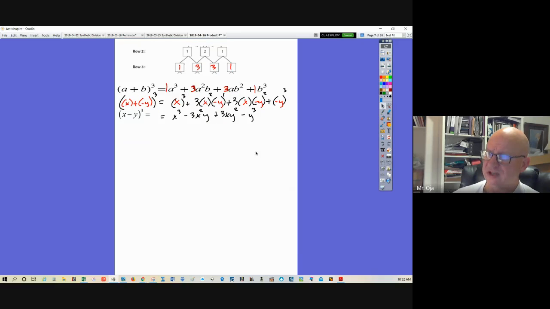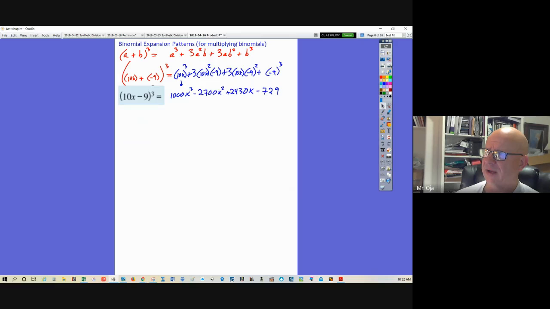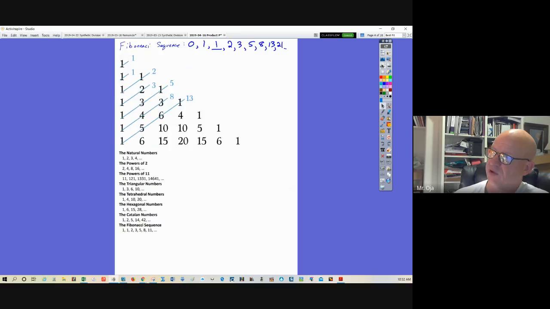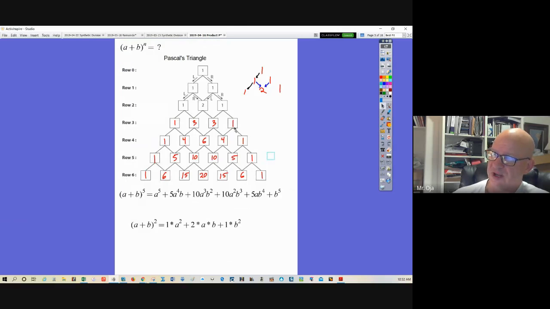He has you do cubes on there too, right? So let's try one like that. How about 10x minus 9 cubed? Okay. First of all, we have to look at what row 3 looks like in Pascal's triangle, because I'm taking my binomial to the power of 3, right? Well, if we go back to our Pascal's triangle, row 3 has the coefficients 1, 3, 3, 1, right?